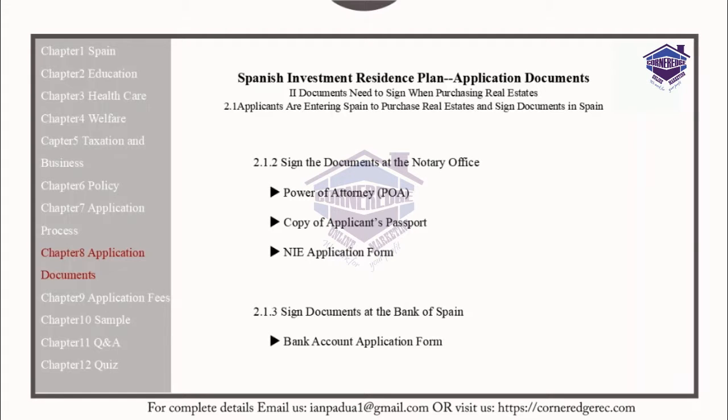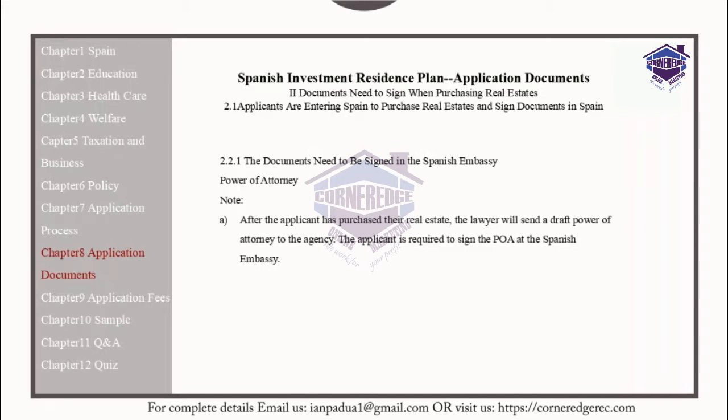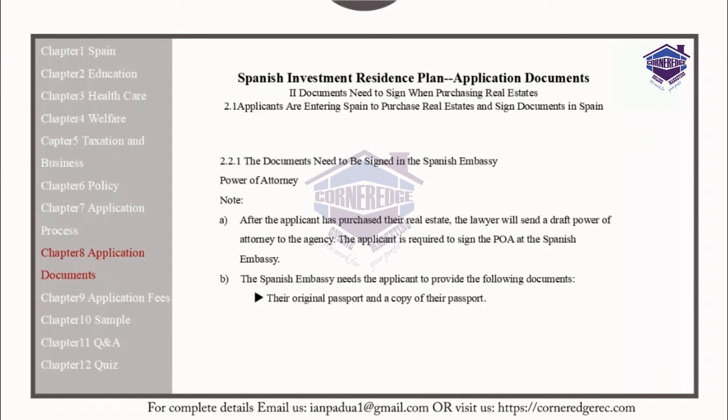Some documents must be signed at the Bank of Spain, including the bank account application form. The power of attorney must be signed in the Spanish embassy. But please note that after the applicant has purchased their real estate, the lawyer will send a draft power of attorney to the agency. The applicant is then required to sign the POA at the Spanish embassy. The Spanish embassy needs the applicant to provide the following documents: their original passport and a copy of their passport.